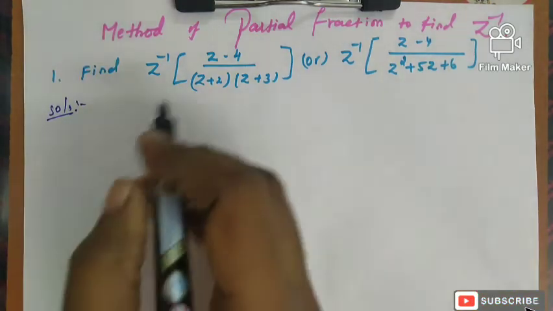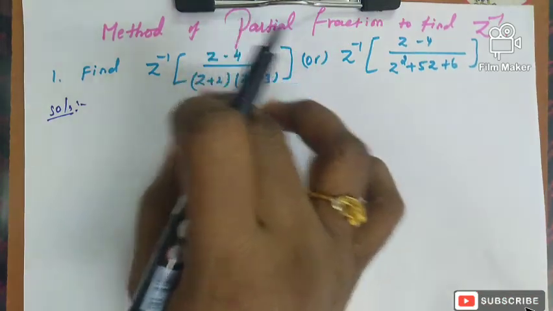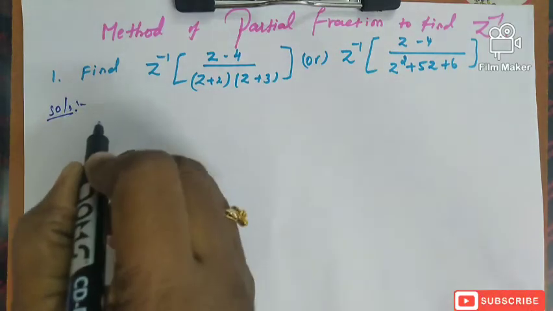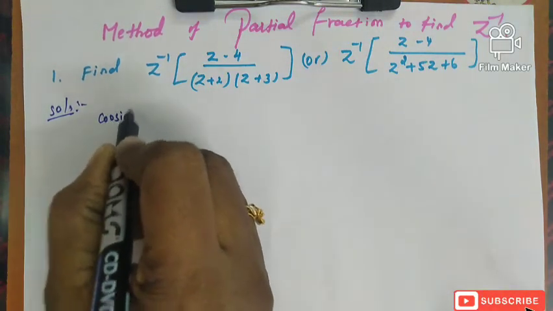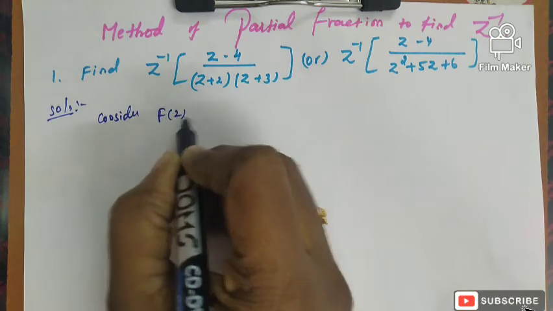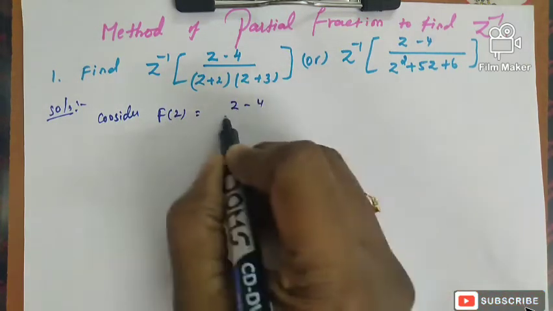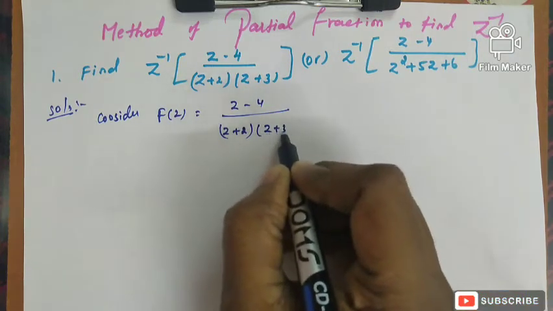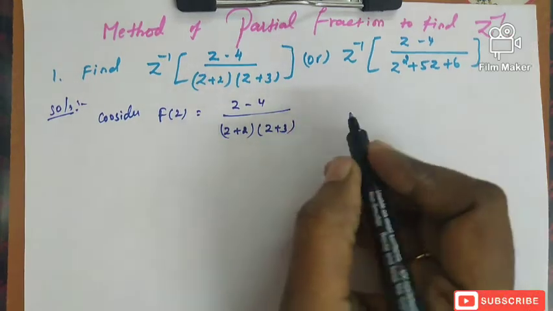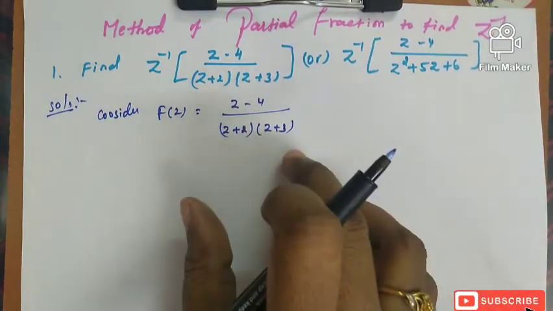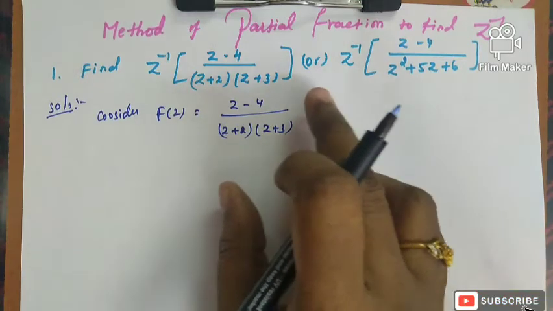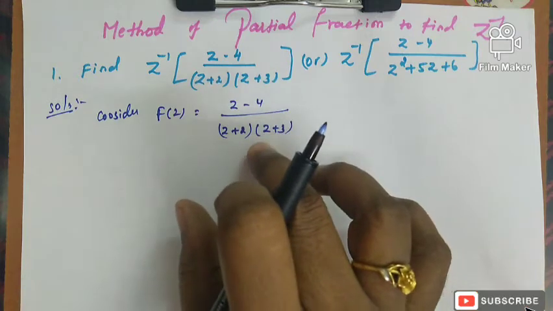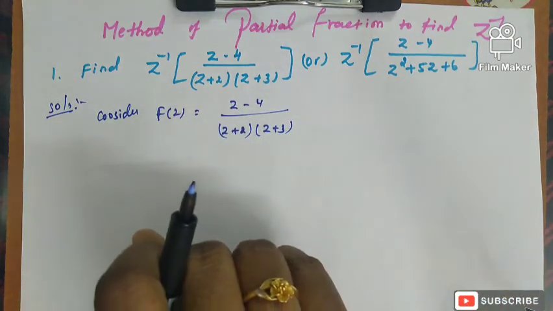under this partial fraction method, we will consider what is given inside the Z inverse as F of Z. So consider capital F of Z equal to Z minus 4 by Z plus 2 into Z plus 3. So now we are going to factorize this one. Look at this numerator and denominator. Always we have to keep in mind that the degree of the numerator is less than or equal to the degree of the denominator. Then only we can apply the partial fraction method.